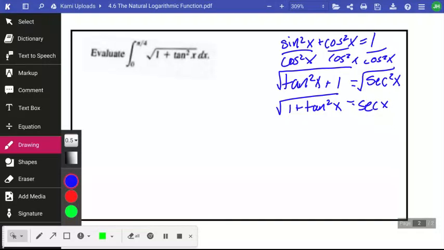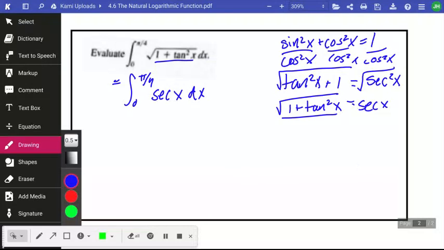Now look at that. That matches. This actually is a trig identity. It's just probably not one that you would remember as well as sine squared plus cosine squared equals 1. So now I can substitute in, and everything's still x, so I don't have to find new limits of integration at this time. So I have 0 to pi over 4, and then I'm replacing that root of 1 plus tangent squared x with secant x dx. Almost forgot.